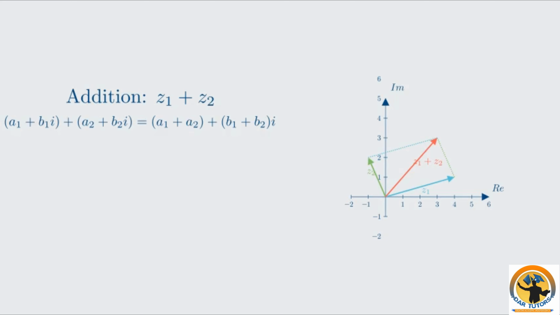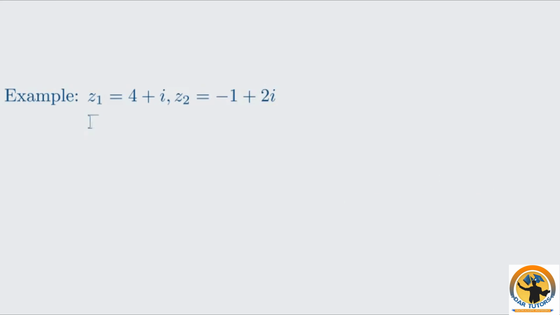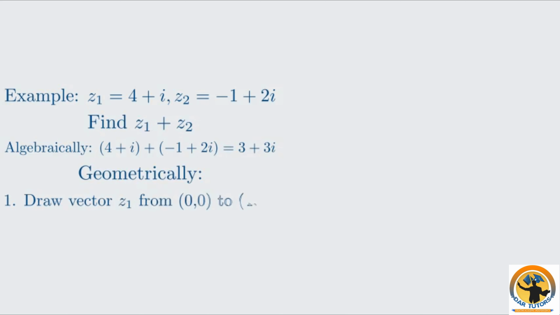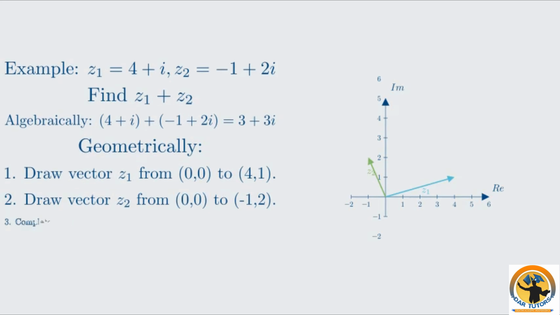Let's work through an example to see this in action. Suppose we have z1 equals 4 plus i, and z2 equals negative 1 plus 2i. Algebraically, their sum is 3 plus 3i. Geometrically, we draw the vector for z1 from the origin to (4, 1). Then, from the head of z1, we draw a vector parallel to z2, which goes left 1 and up 2. The resulting vector from the origin to the final point, (3, 3), represents z1 plus z2.